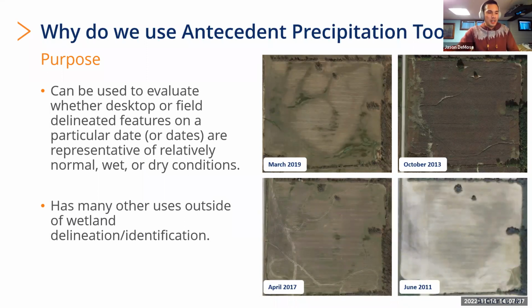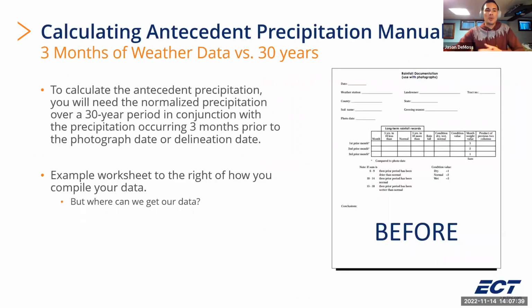Next, this sheet that's on this screen was taken from, I believe, the NRCS reference that I had 2 slides ago. To calculate antecedent precipitation, you would need the normalized precipitation over a 30-year period in conjunction with the precipitation occurring 3 months prior to the photograph date or delineation date. I know that sounds like a mouthful and it's just a blank table, but the following slides that we're going to go through will show you how to fill out this table.